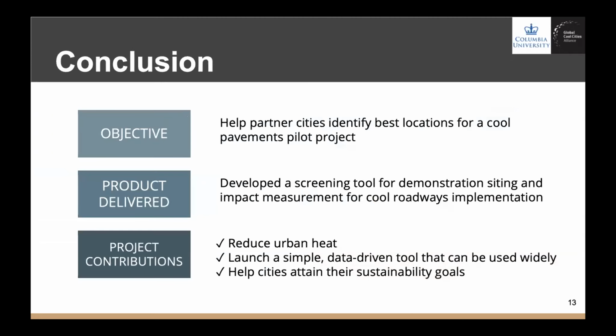In conclusion, we set out with the objective of helping partner cities identify the best location for a cool pavement pilot project. To meet this goal, we worked on a screening tool for demonstration siting and impact measurement. The findings from this tool should help city governments make an informed decision on where exactly in their city they should launch a pilot project and implement cool pavement solutions.